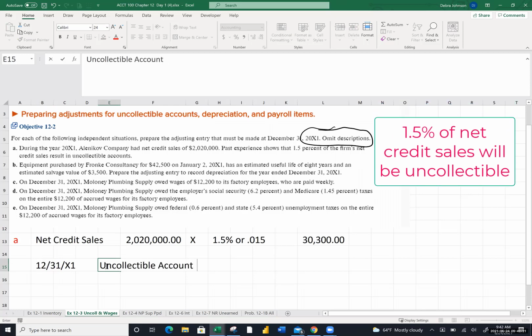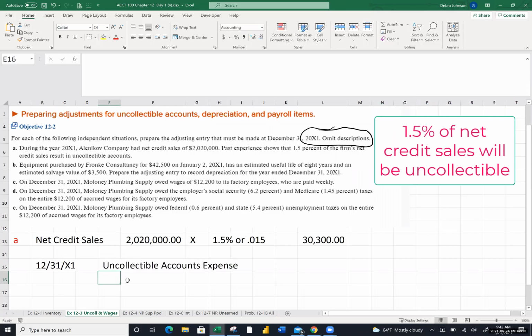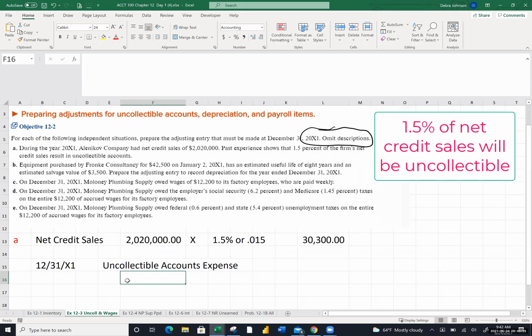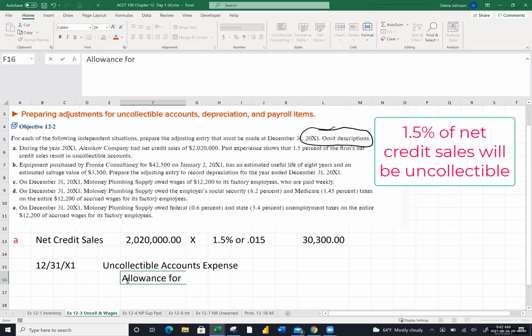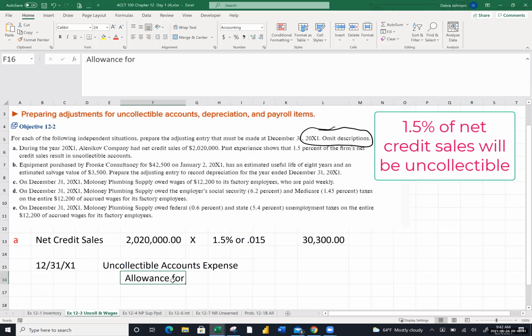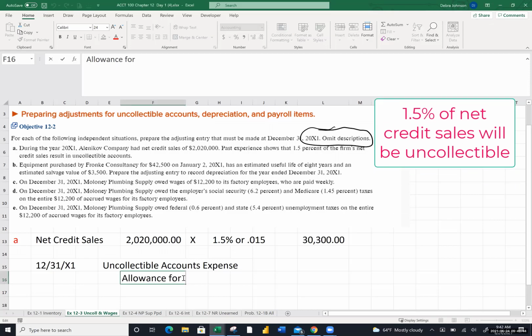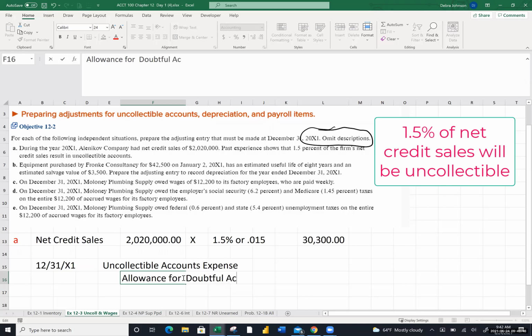Uncollectible accounts expense, brand new account. And then that funky, weird contra asset account called allowance for, I think they use the wording doubtful accounts. Let me go check that. I want to use the same account they use. Allowance for doubtful accounts is right. Allowance for doubtful accounts. How much? 30,300. We just figured it out.